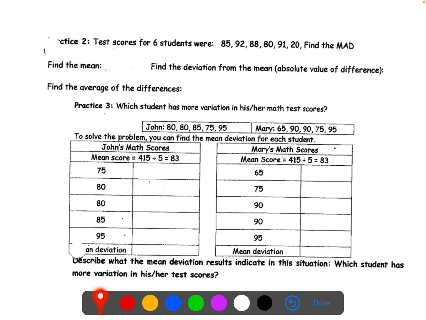Once we have that sum, we will get a mean of 76. Now we're going to find the deviation from the mean. How far is each of these numbers away from 76?